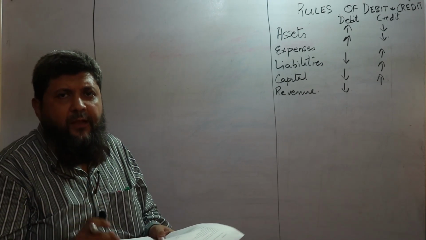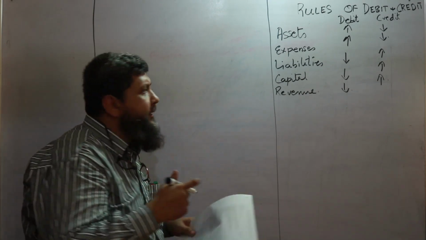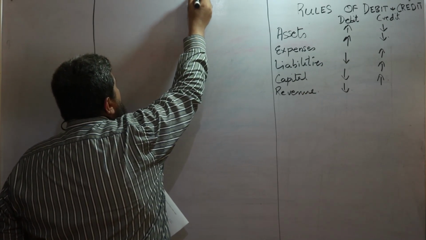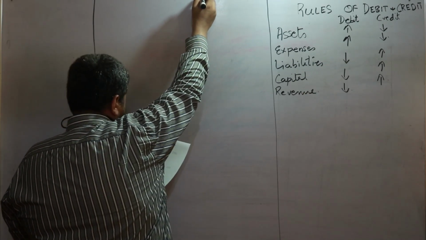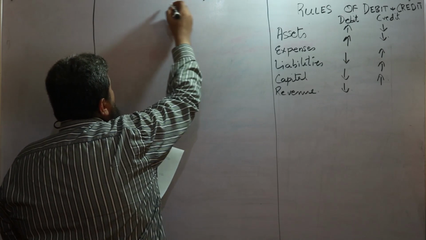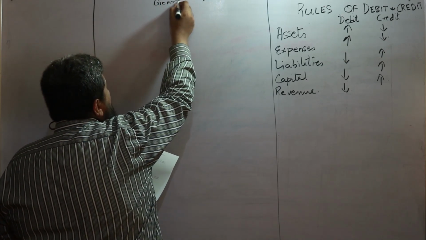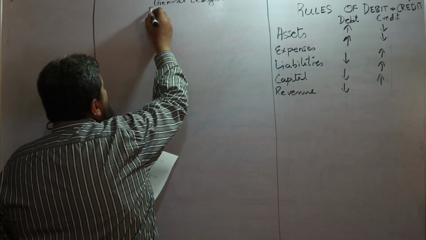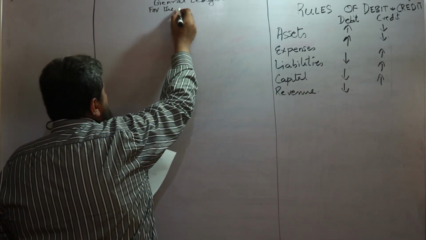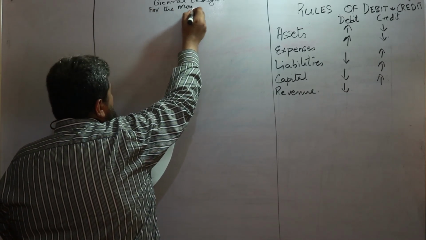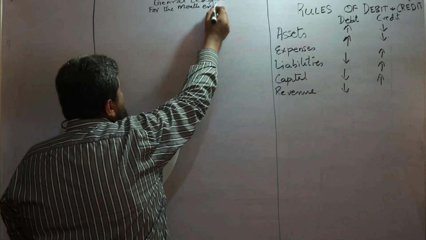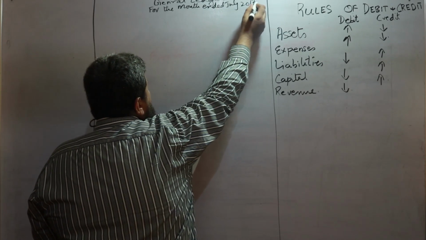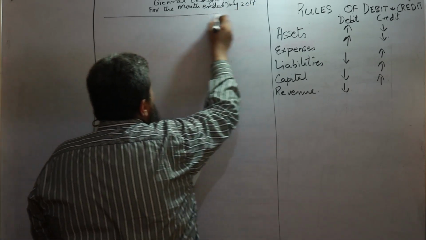So first of all the name of the party is written. We will write F. Murray. Then we will write general ledger. Then we will write for the month ended July 2017, and then we will draw a line.